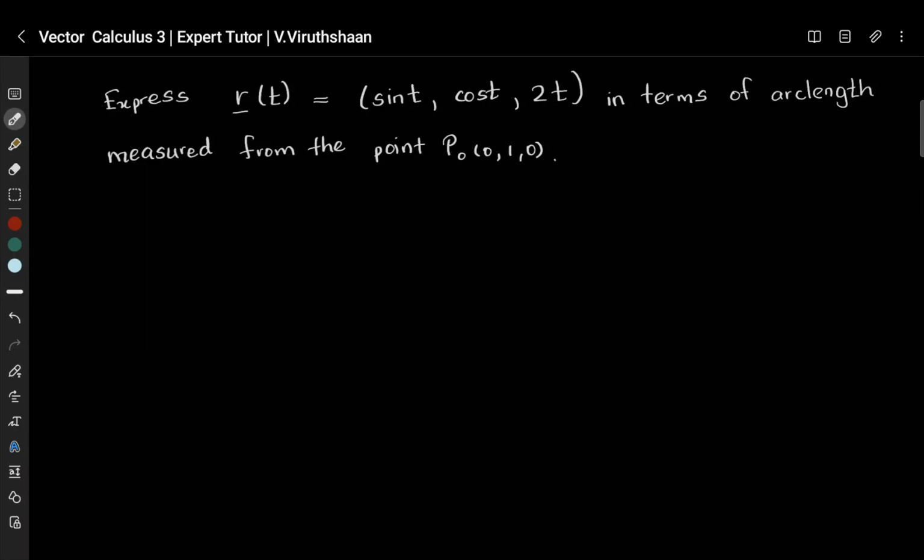In this video, we are going to have a look at a question: how to express a vector using arc length parameter. In the previous video, we learned about the concept of arc length parameter.